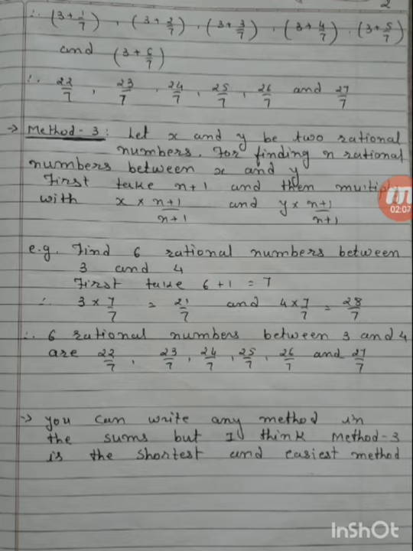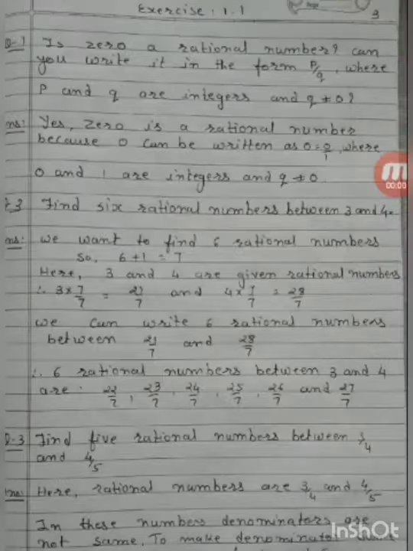Thus, we completed the 3 methods to find rational numbers. You can write any method in the sums, but I think method number 3 is the shortest and easiest method. Now we start exercise 1.1.